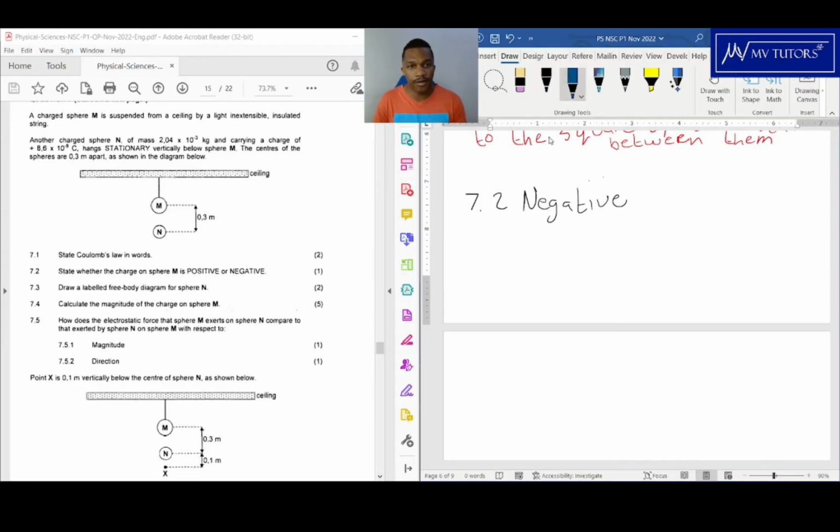Now let's go to the next question, which is 7.3. It says, draw a labeled free body diagram for sphere N.